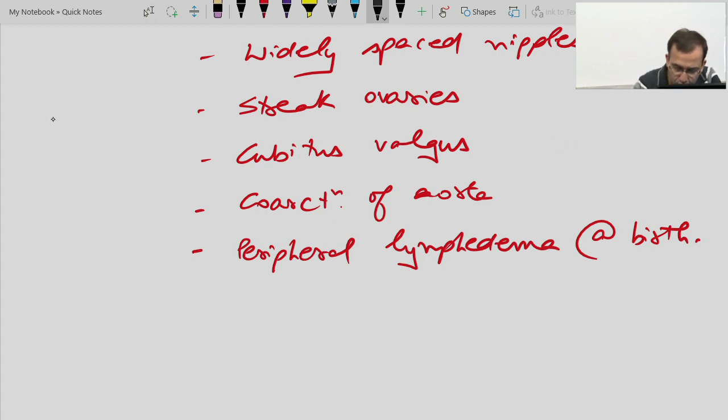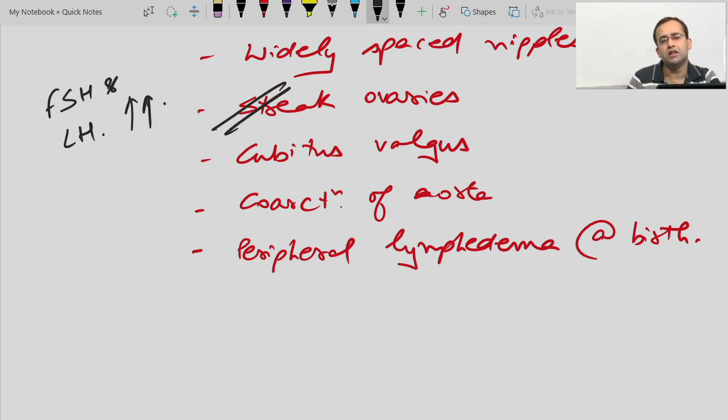First question, what happens to FSH and LH levels in Turner's? Low, normal, high? FSH and LH are increased because of streak ovaries. The hypothalamic pituitary axis tries to stimulate them. So FSH and LH are increased.